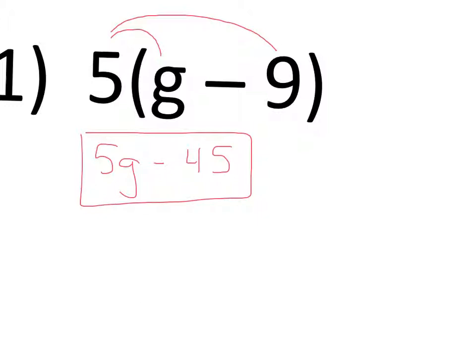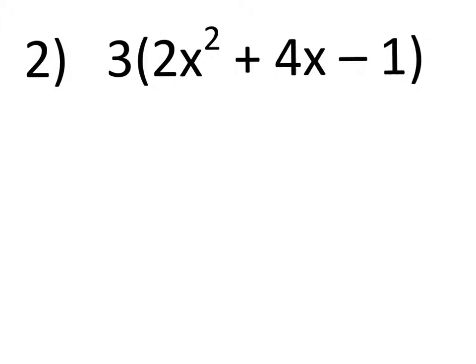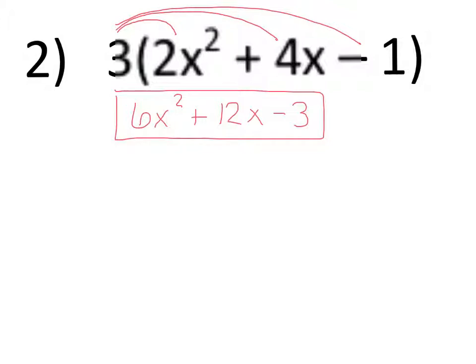All right, let's take a look at example number 2. You're still going to multiply the 3, what's on the outside, by everything on the inside. It's got to go to all 3 parts. So 3 times 2 is 6, just keep the x squared there, plus 3 times 4 is 12x, and then 3 times negative 1 is negative 3. Again, I cannot put the x squared and the x together because those variables are not the same.